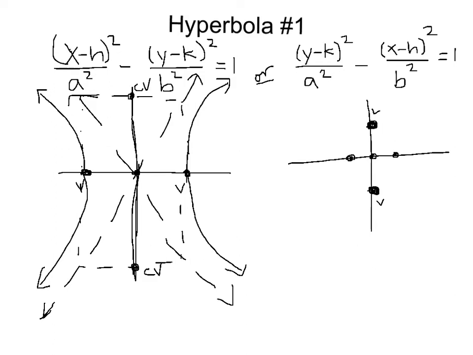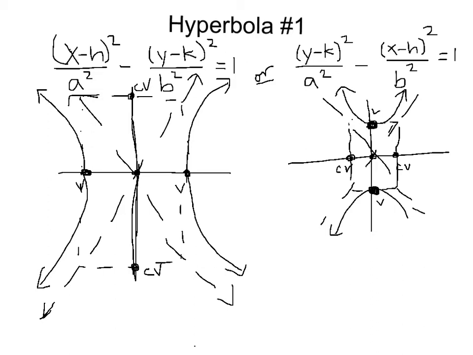We'll make them over here. Again, you draw your box, just to give you a guideline of where your asymptotes go. They go through the center and the corners of your box. And then whichever one came first, wherever you drew your fat dots, that's where your hyperbola comes out from. So here our hyperbola will go up and down.